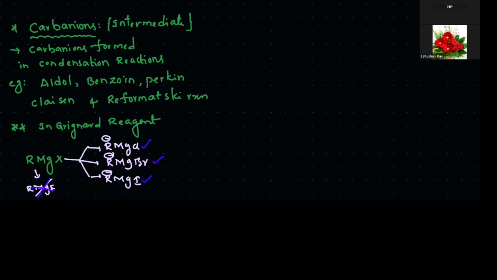So next, another condition is free radicals. Another intermediate, free radicals. So generally we know that free radicals means an odd number of electrons present in a given species. Those are only called free radicals.